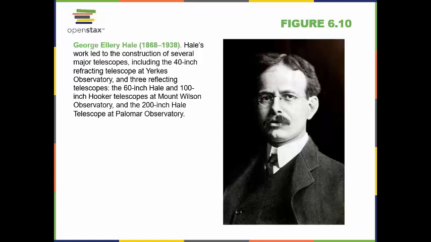One of the greatest scientists in the history of astronomy was George Ellery Hale, and Hale's work led to the construction of several major telescopes: a 40-inch refracting telescope, and 3 reflecting telescopes, a 60-inch Hale, a 100-inch Hooker telescope at Mount Wilson Observatory, and a 200-inch Hale telescope at the Palomar Observatory.